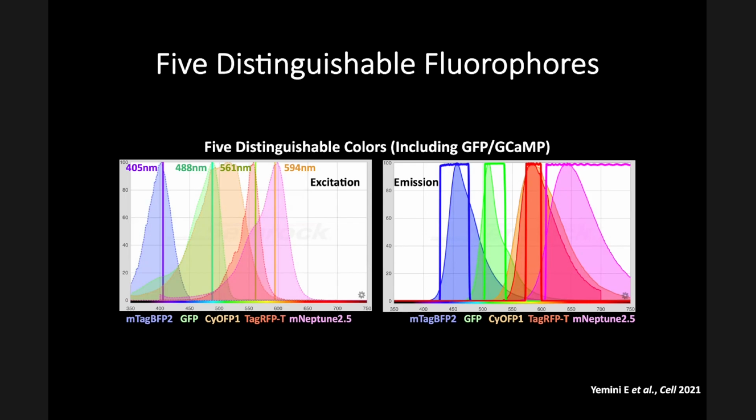Filters are relatively cheap. You can use this on your compound scope, your dissecting scope, confocal, light sheet. It doesn't matter. All you have to do is buy these filters and spin them in front of a camera or a photomultiplier tube and basically get what you want out. Right? Photomultiplier tubes tend to work differently.